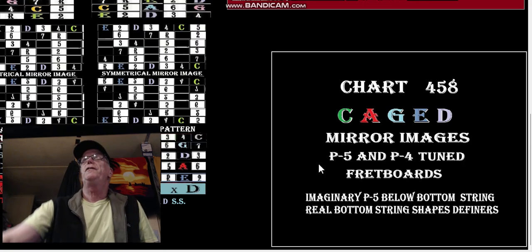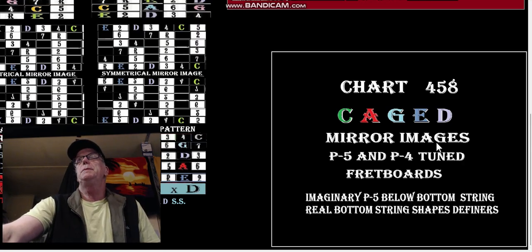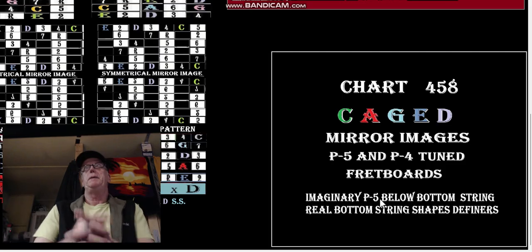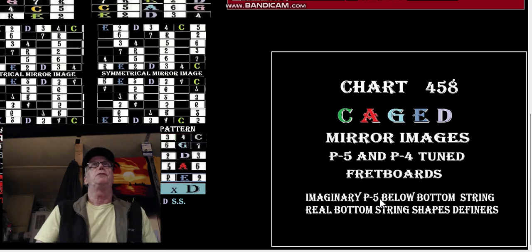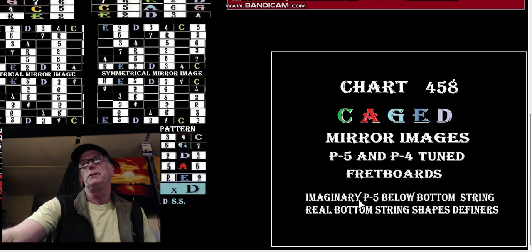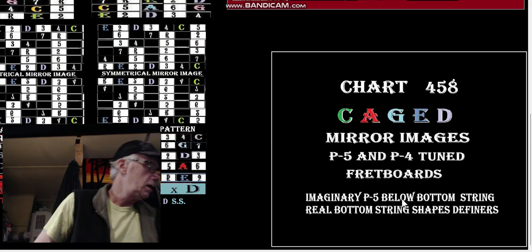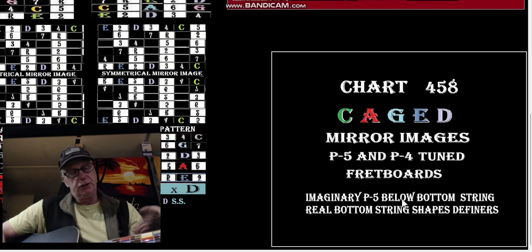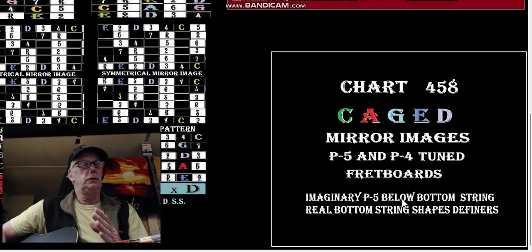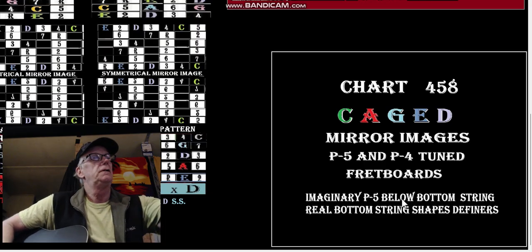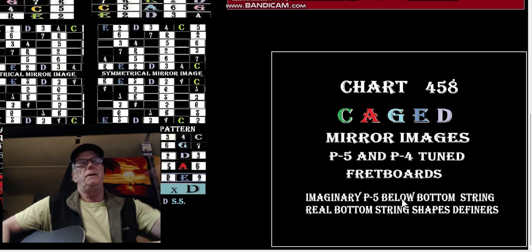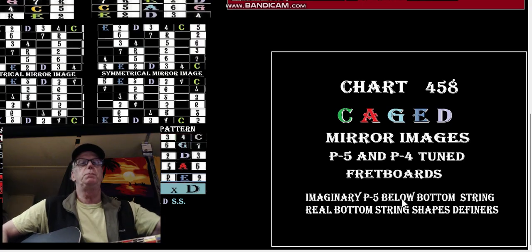Alright. Chart 458, caged mirror images, P5 and P4 tuned fretboards. Okay, imaginary P5. Now what makes chart 458 different from, let's say, 457 is that this one has an imaginary P5 tuned string below this. So in cello, the lowest we're going is low C, but it has an imaginary string that's below that.